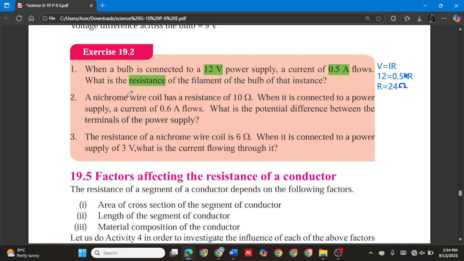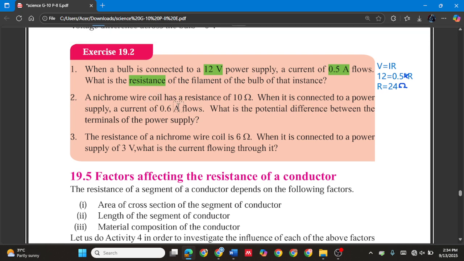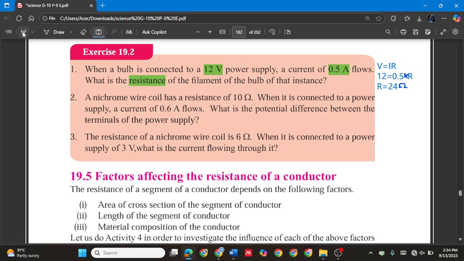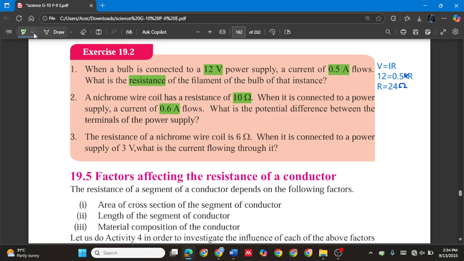Then as a second question, a nichrome wire coil has a resistance of 10 ohm. So this is 10 ohm. When it is connected to a power supply, a current of 0.6 ampere flows. What is the potential difference between the terminals of the power supply?